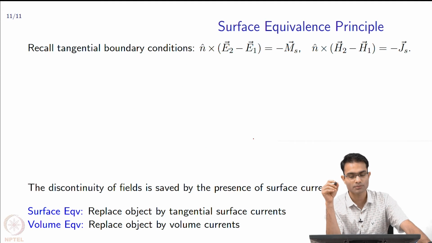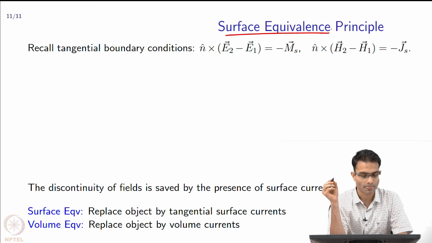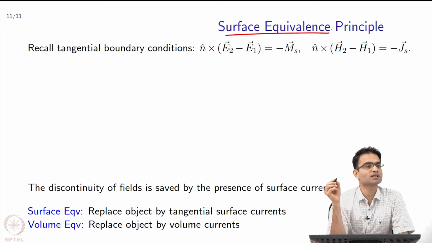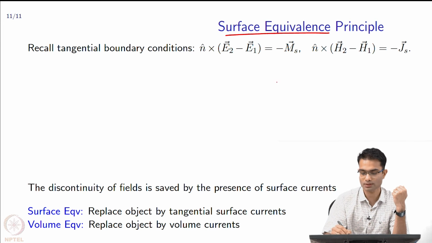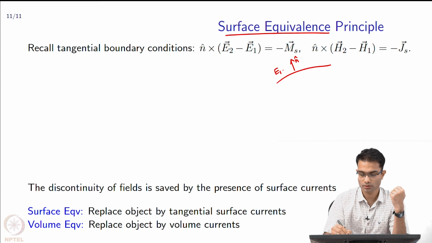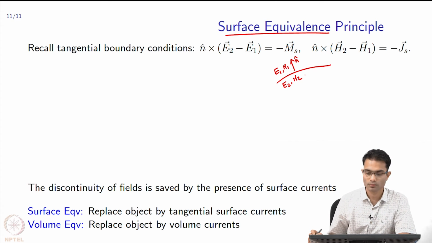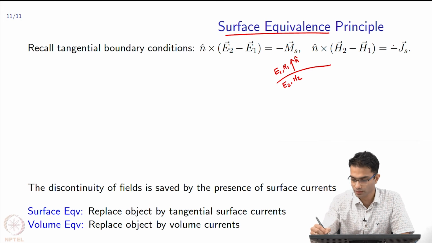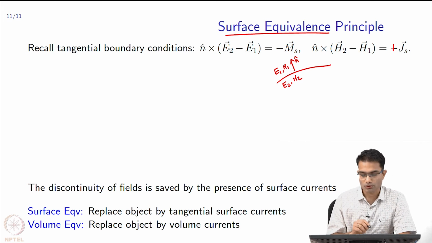The second equivalence theorem is called the surface equivalence principle. As the word suggests, I have to now think of the interface between two objects. There is some normal over here, let us say E1 H1 and E2 H2. Isn't H2 minus H1 positive Js? Again, the mistake here in the minus sign, this should be plus Js.